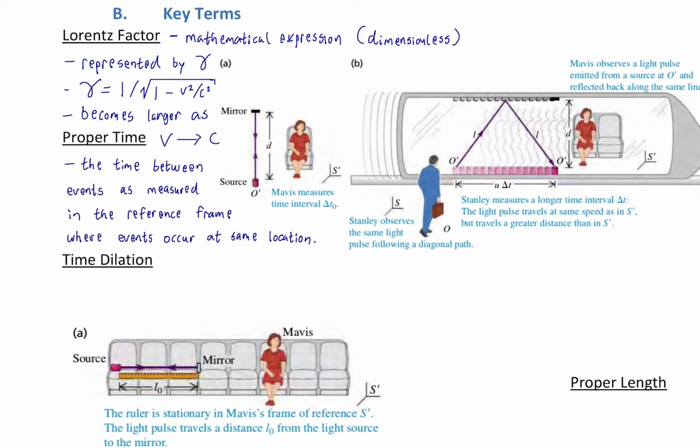All right. Well, proper time is the time between two events, at least two events, as measured in the reference frame where the events occur at the same location.